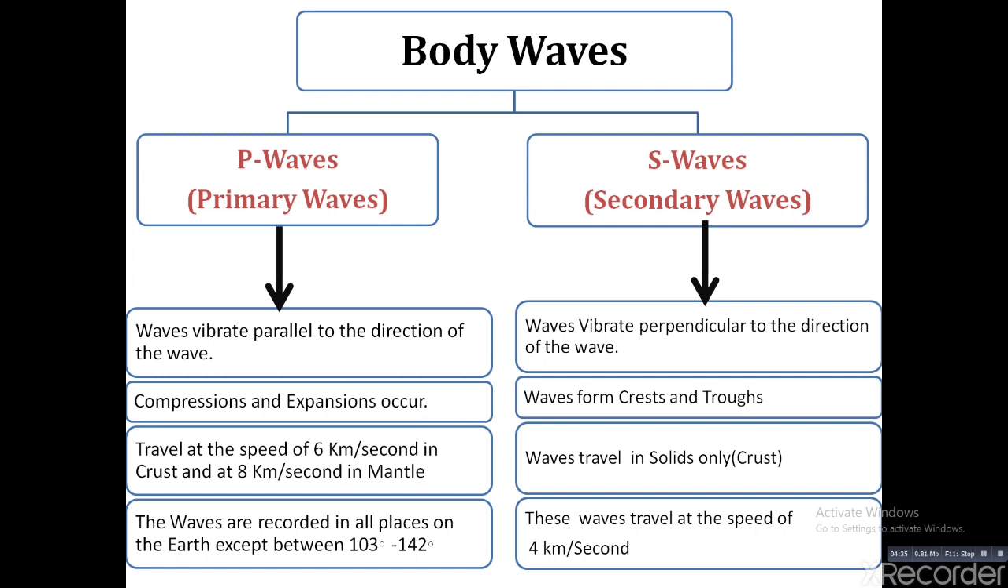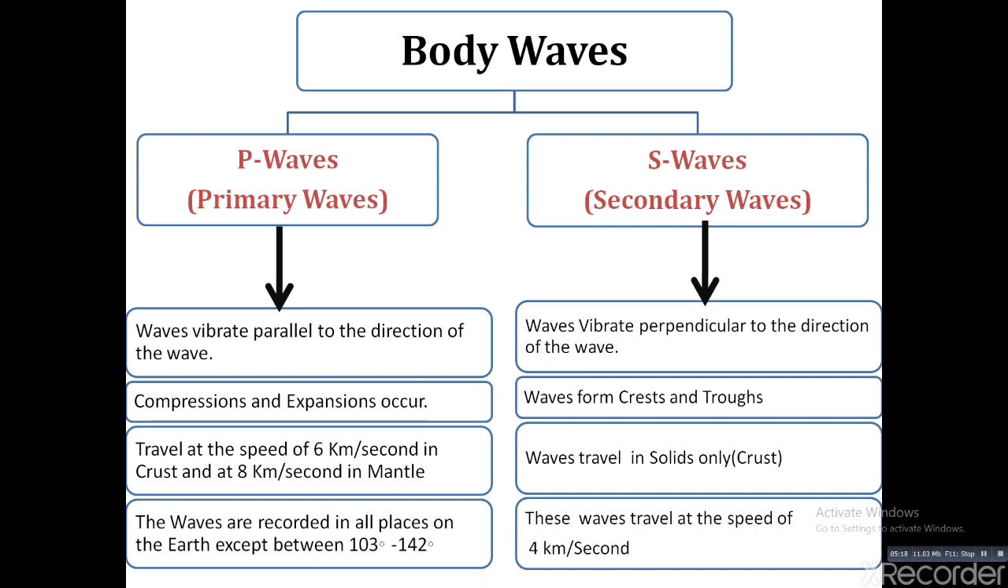P waves. These waves vibrate parallel to the direction of the wave. These waves make compression and expansion movement. They travel in all media, that is crust, mantle and core. In crust, they travel at a speed of 6 kilometers per second, while in the mantle they travel at a speed of 8 kilometers per second. These waves are recorded in all places on the Earth except between 103 degrees to 142 degrees from the epicenter. This zone is called the P shadow zone.